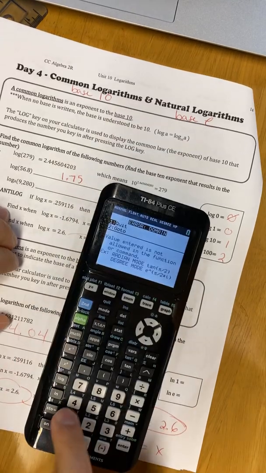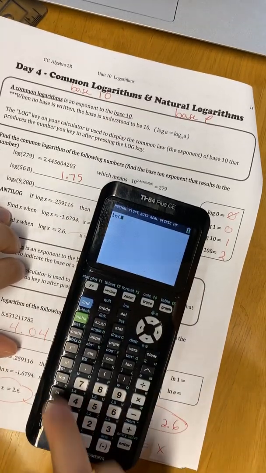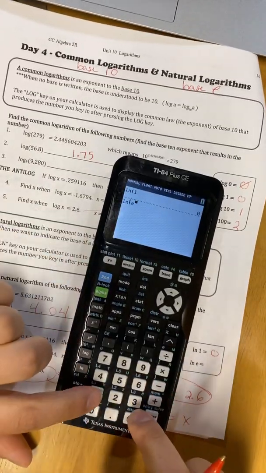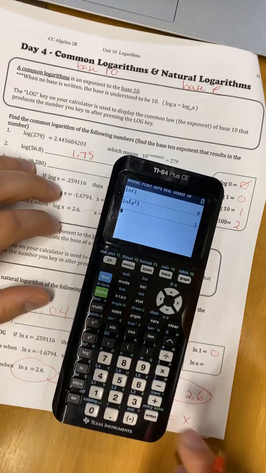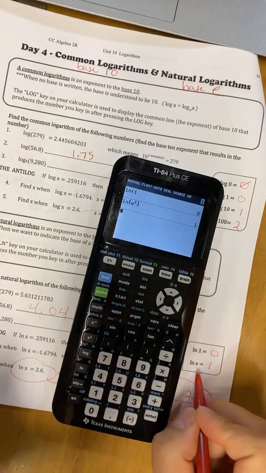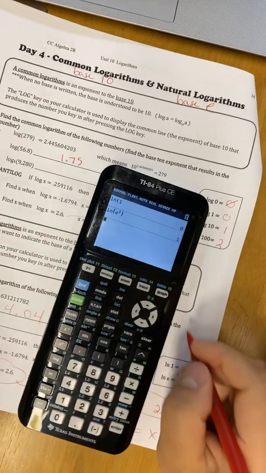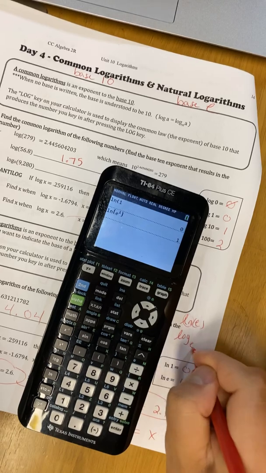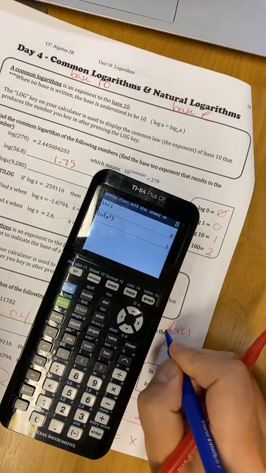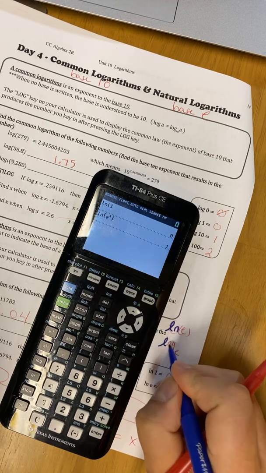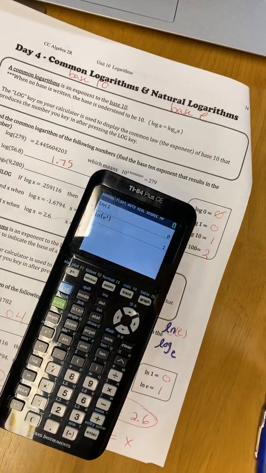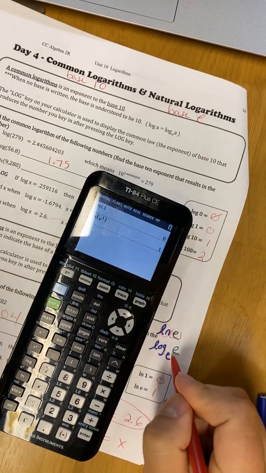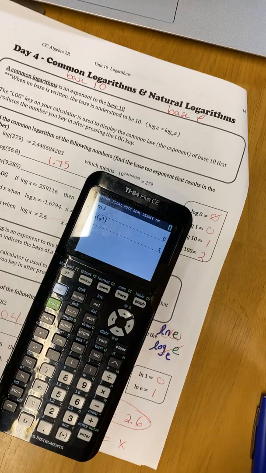ln of 1 is 0. ln of e, well, e, you've got to do the first power. That's 1. The reason why ln of e is 1 is that ln is log base e. See, this ln is really log base e. This e right here is going to come here. e to the what is e? 1.